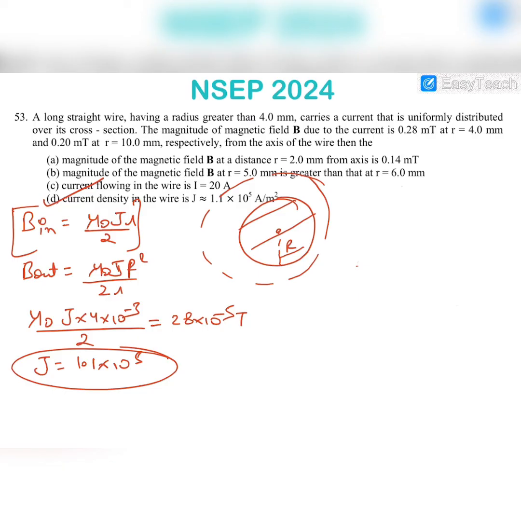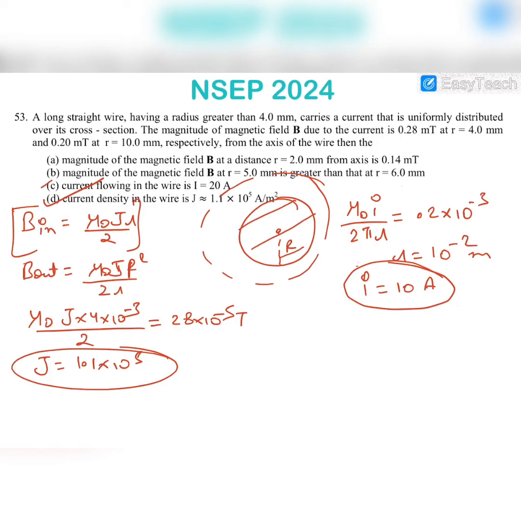Now the magnetic field at the point is this one. So B out is, first of all, let us write mu naught I by 2 pi r. This is also the formula for magnetic field outside the wire. It is 0.2 into 10 raised to power minus 3 Tesla, and the value of small r is 10 raised to power minus 2 meter. So the value of I will be 10 ampere from this. So C option is incorrect.